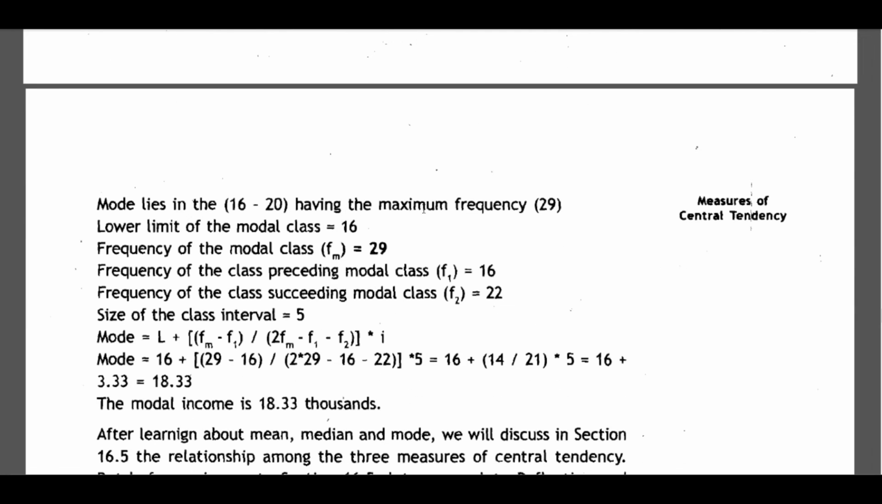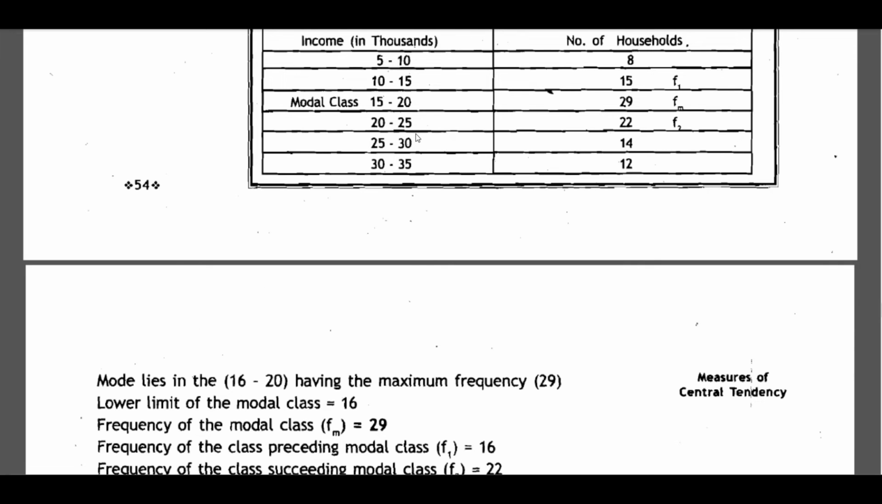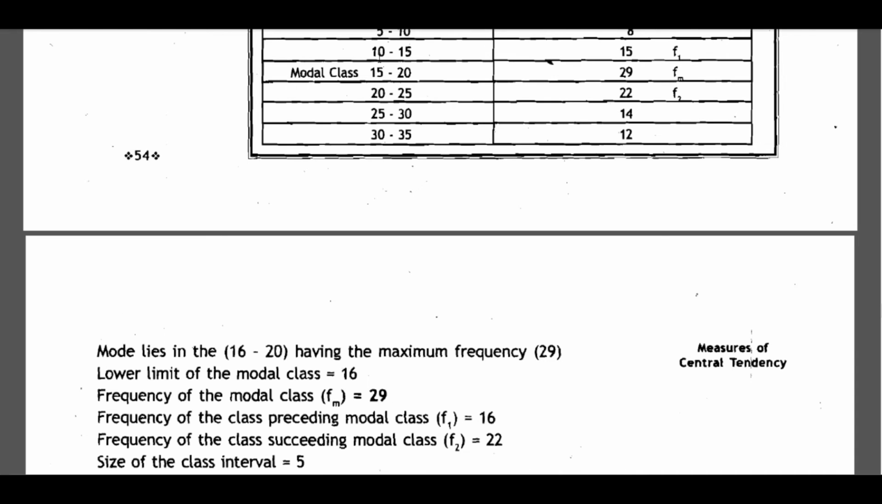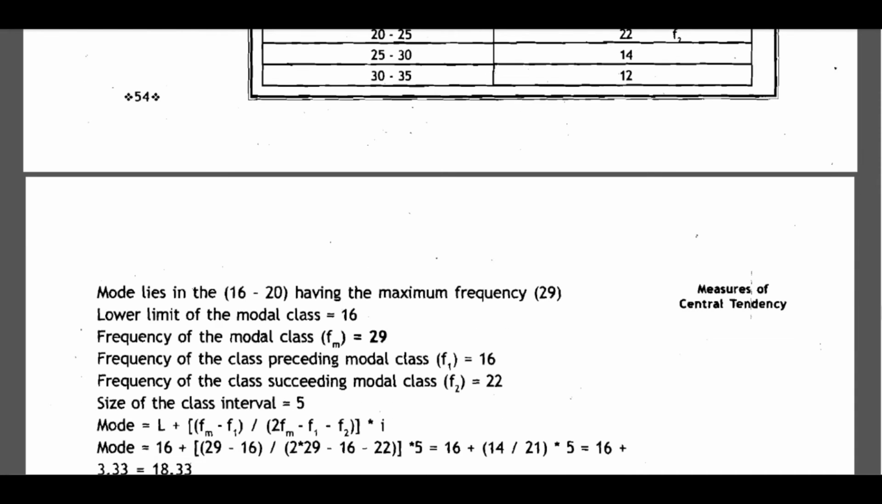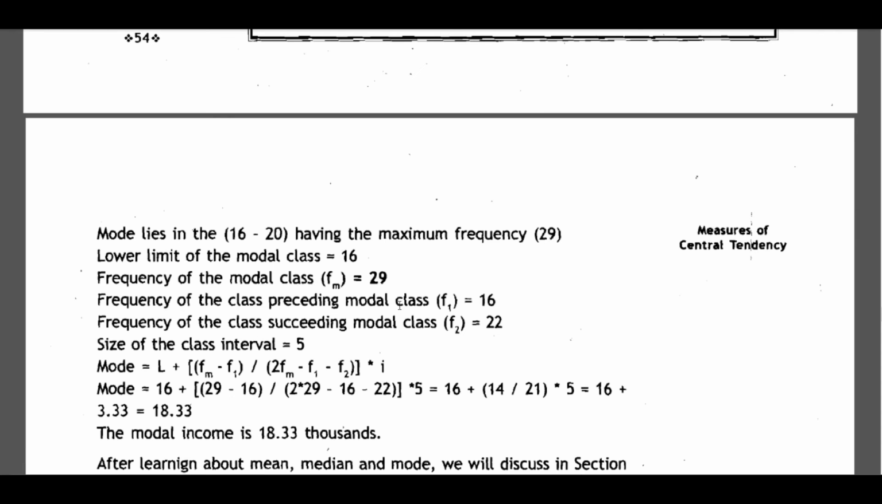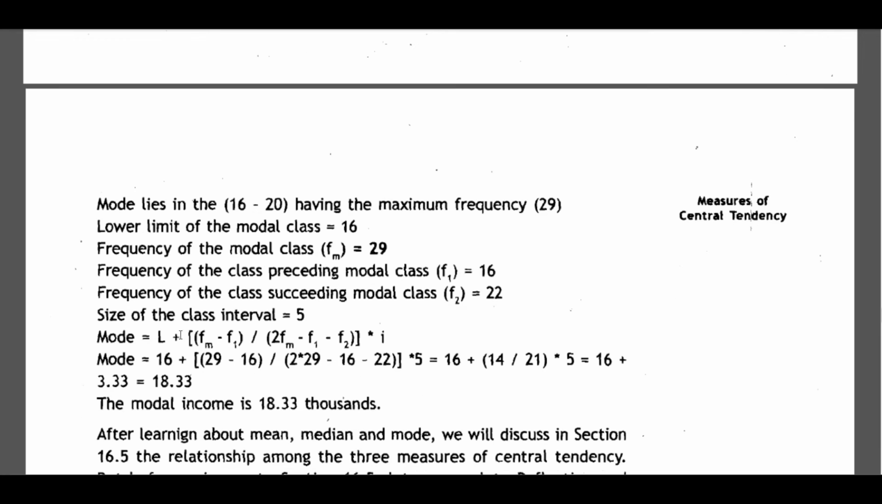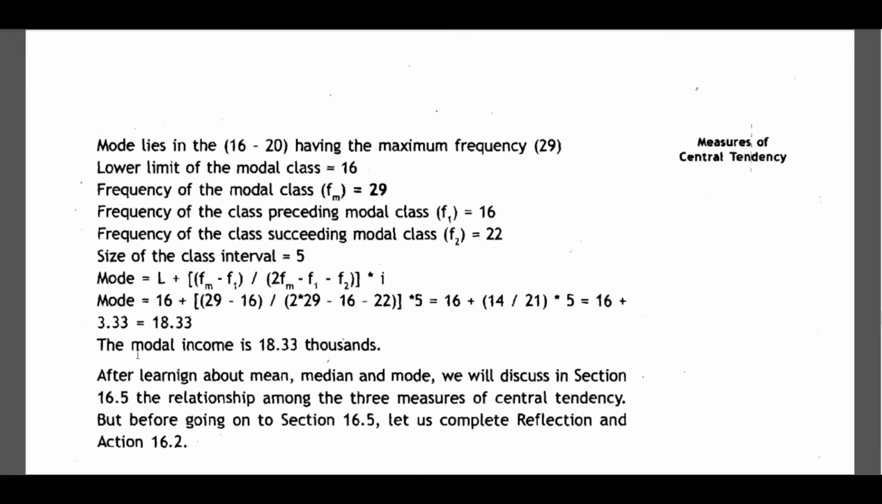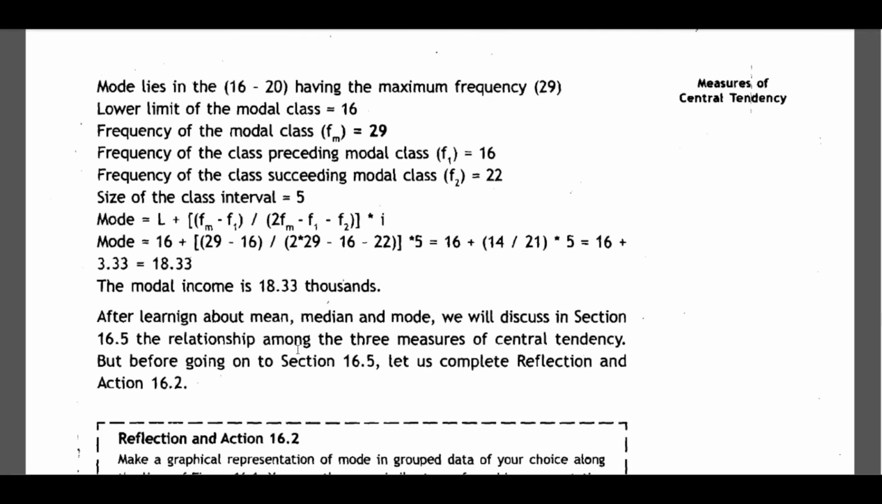So the mode lies in the 16 to 20 class, having the maximum frequency of 29. The lower limit of the modal class is 15. The frequency of the modal class f1 is 29. Here 16 to 20 is written, that's why 16 is written. The frequency of the class preceding the modal class f0 is 15 and f2 is 22, and the size of the class interval is 5. Then using this formula we will get 18.3. The modal income is 18.3 thousand.